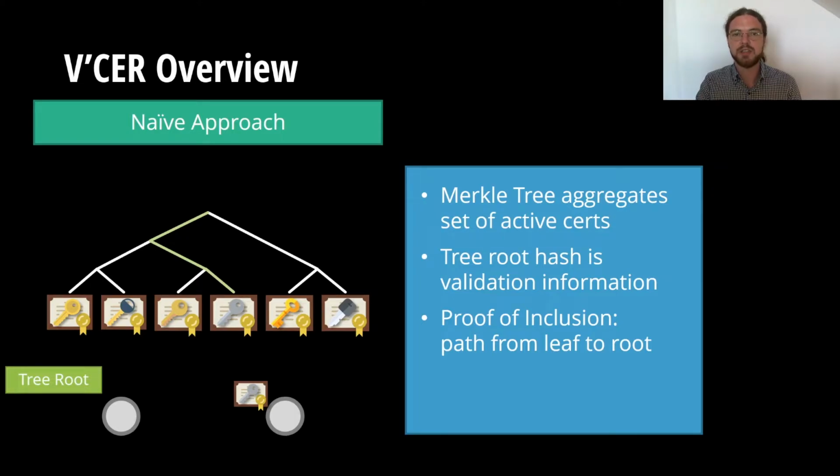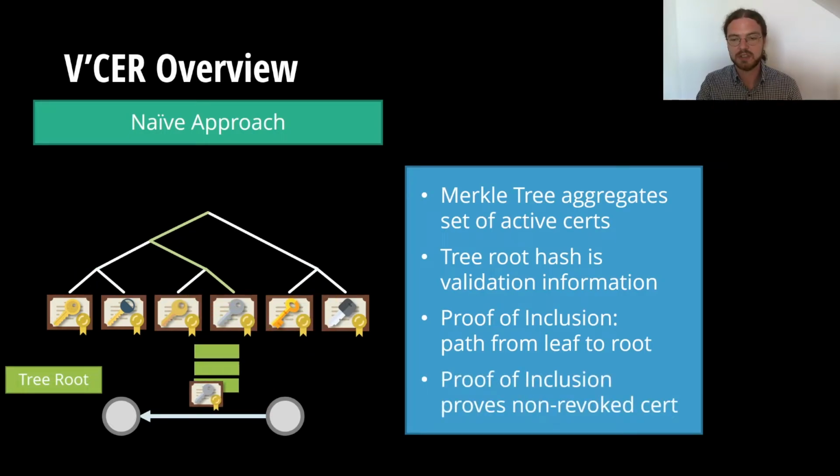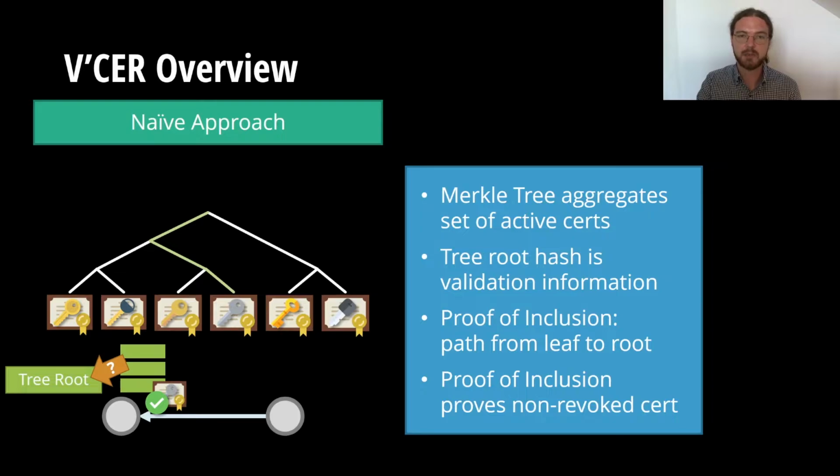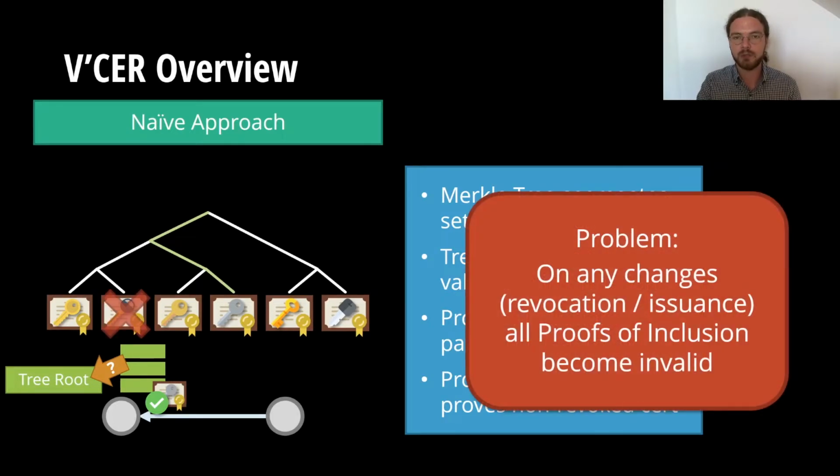We can take this path and a couple of hashes, which can be sent along with the certificate. The verifying node can recalculate this path, and if it arrives at the same tree root hash, it can prove that this certificate is indeed not revoked. However, this naive approach has an obvious problem, because on any change, for example, if we have a revocation or an issuance, all proofs of inclusion become invalid because the tree changes.